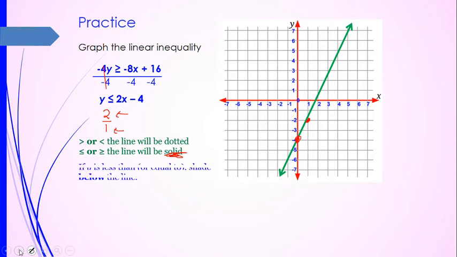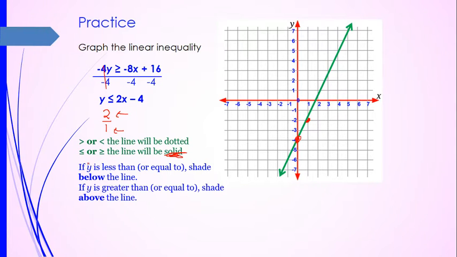Then finally we decide where to shade. Since this inequality is less than or equal to, that means shade below. All right, so shade below. And if I'm a little confused about what I mean by shading below the line, just go to wherever the y-intercept is and tell yourself, hey, the shading should be below this part. Okay, so that means down here. Then we shade it.